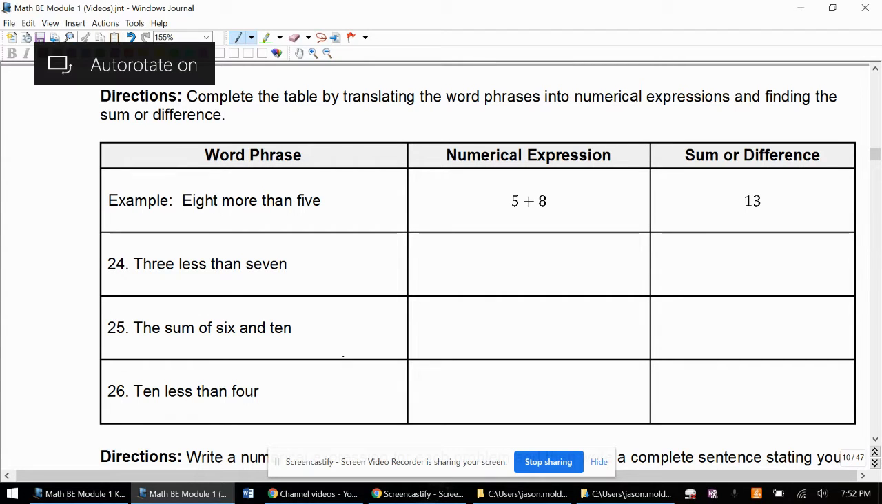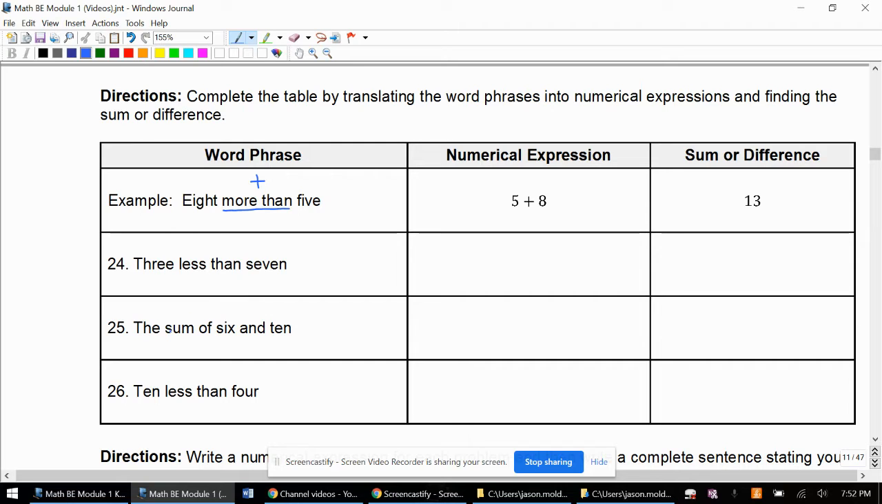All right, next in the 1-1B lesson, we're going to look at some phrases and word problems and practice our integer rules. Complete the table by translating the word phrases into numerical expressions and finding the sum or difference. We'll also want to annotate this and make sure we know whether it's add or subtract. So 8 more than 5 means we're going to be adding. We're going to make an expression, and then we're going to figure out what it's equal to. I'm going to kind of skip around on purpose here.